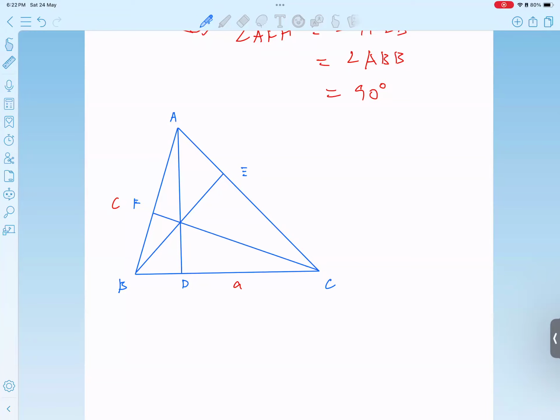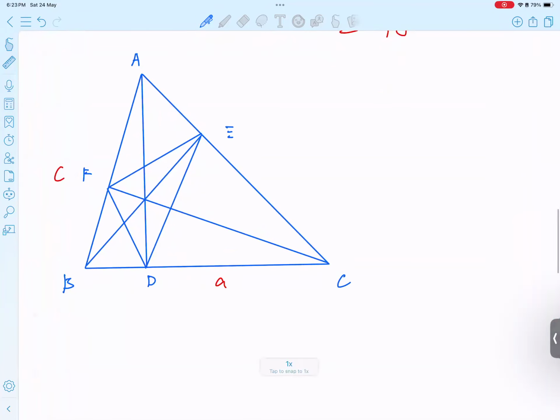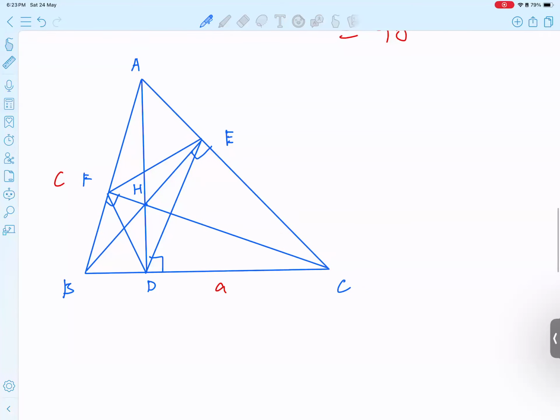So the orthic triangle is the triangle formed by these three feet, DEF, this triangle. DEF will be the orthic triangle. And this is very useful, in fact, because we'll have a lot of pairs of similar triangles as well as cyclic quadrilaterals, to name a few.